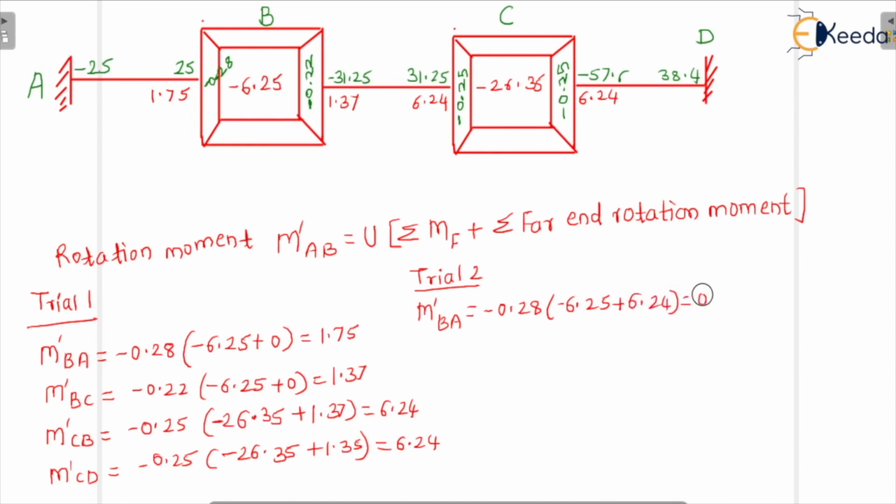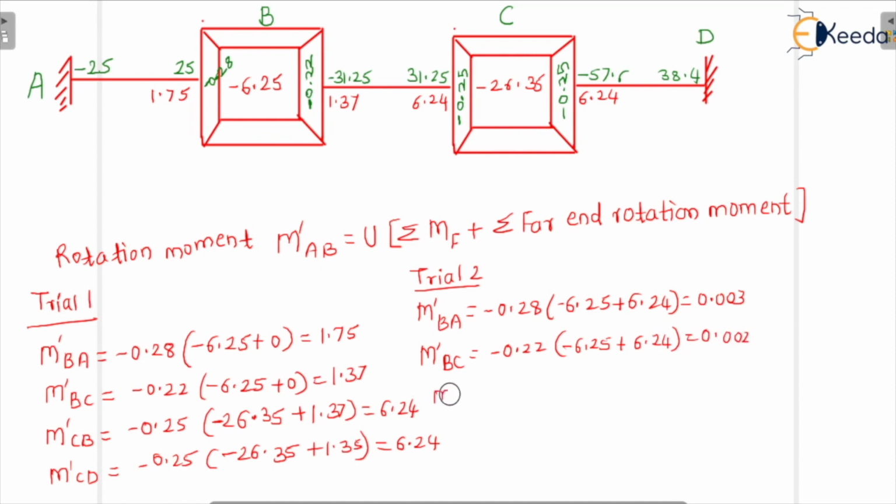So we get the answer as 0.003. Then m dash of BC: minus 0.22, again minus 6.25. This is the moment we are considering, plus 6.24. So our answer is 0.002.